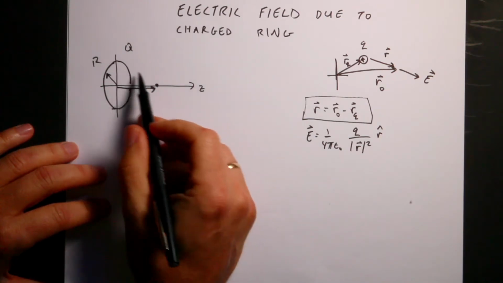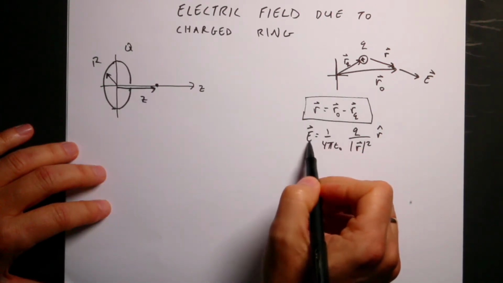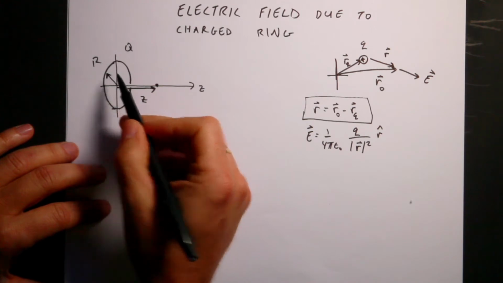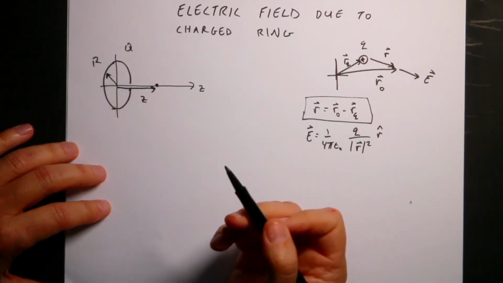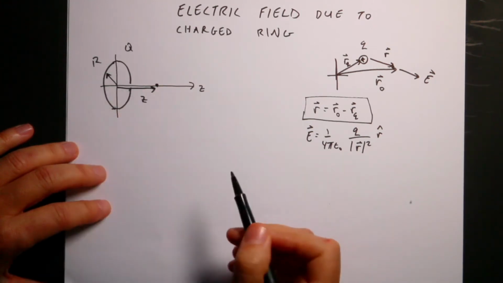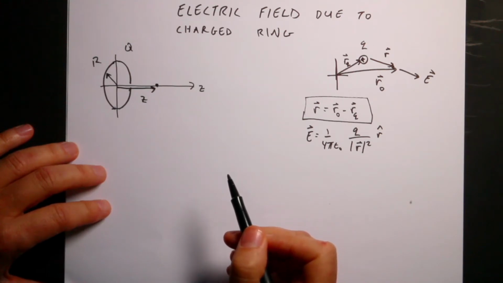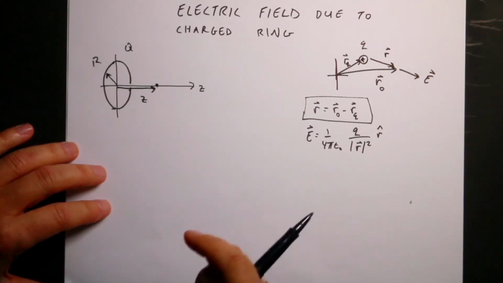Okay, so how are we going to do that here? This is the electric field for a point charge, and this is not a point charge. The only way to do it is to break it into point charges. So we're going to break this ring into a whole bunch of little pieces, find the electric field due to each piece, and then add up all the electric fields.